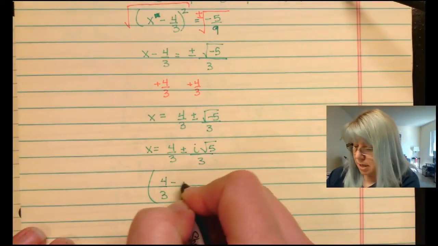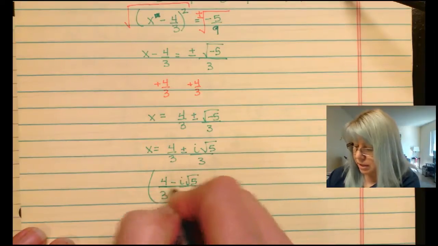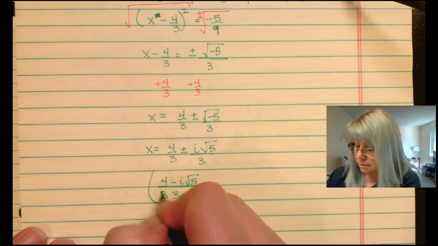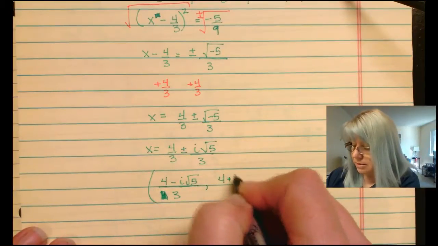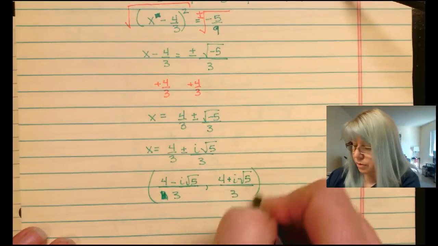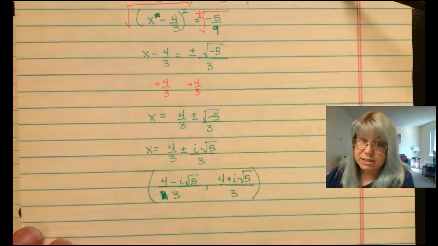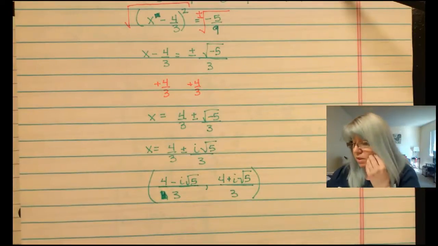4/3 minus I square root of 5 over 3, and I guess I'll just do that over 1 big 3. And 4 plus I square root of 5 all over 3. That is our solution set. Okay. Lots of little steps, but they're not bad.